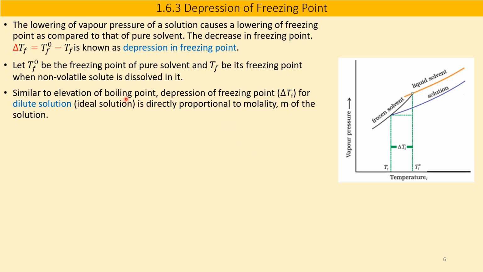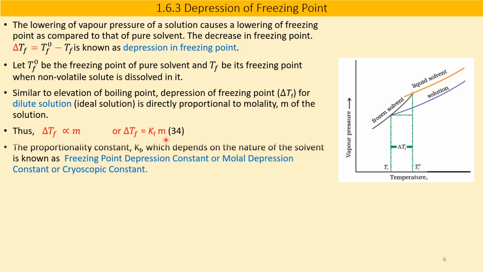Similar to the elevation of boiling point which we discussed in the previous slide, the depression of freezing point ΔTf for a dilute solution, that is an ideal solution, is directly proportional to the molality m of the solution. Therefore, ΔTf is proportional to m, and substituting with the constant of proportionality, we get ΔTf = Kf × m. Let it be equation 34.